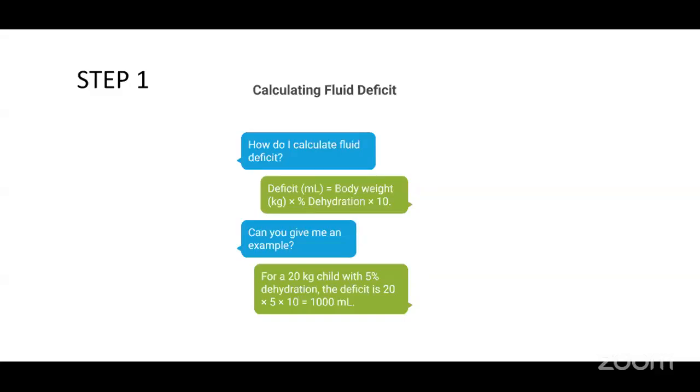Daily maintenance fluid calculation: how do you calculate it for this child? For the first 10 kg, like we've discussed, we need 100 ml per kg per day, which is equal to 1000 ml. For the next 10 kg, 50 ml per kg per day, that equals 500 ml in this child. What is the total daily maintenance fluid requirement? 1500 ml per day, which is approximately 62 ml per hour.